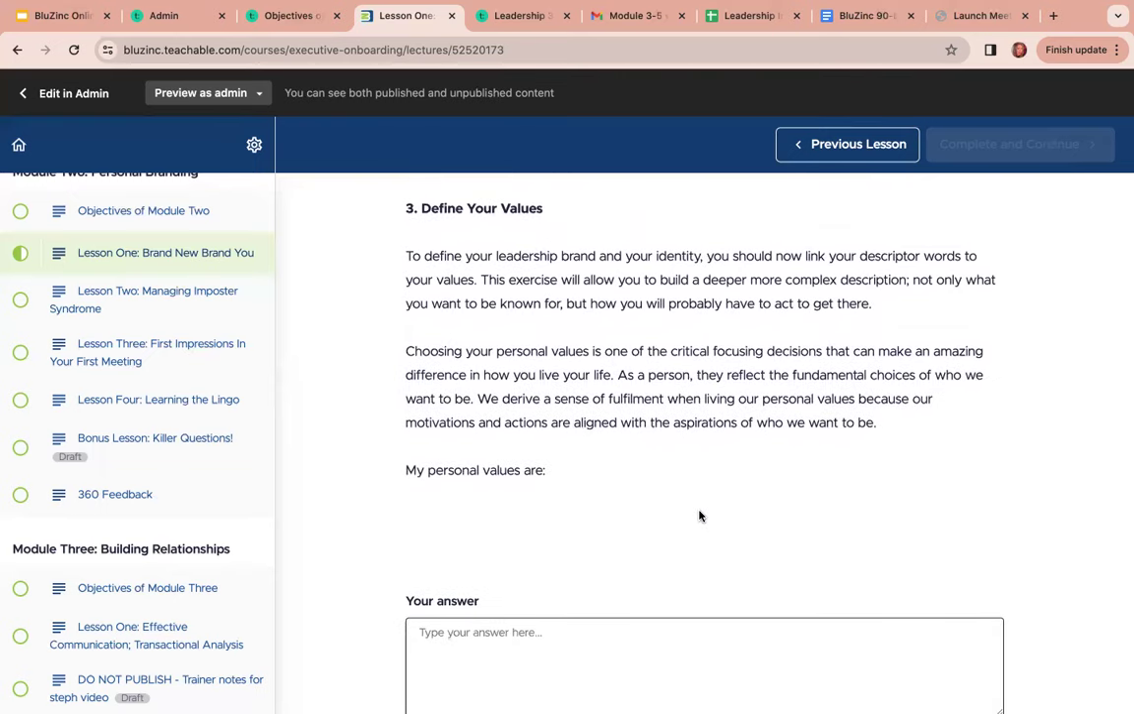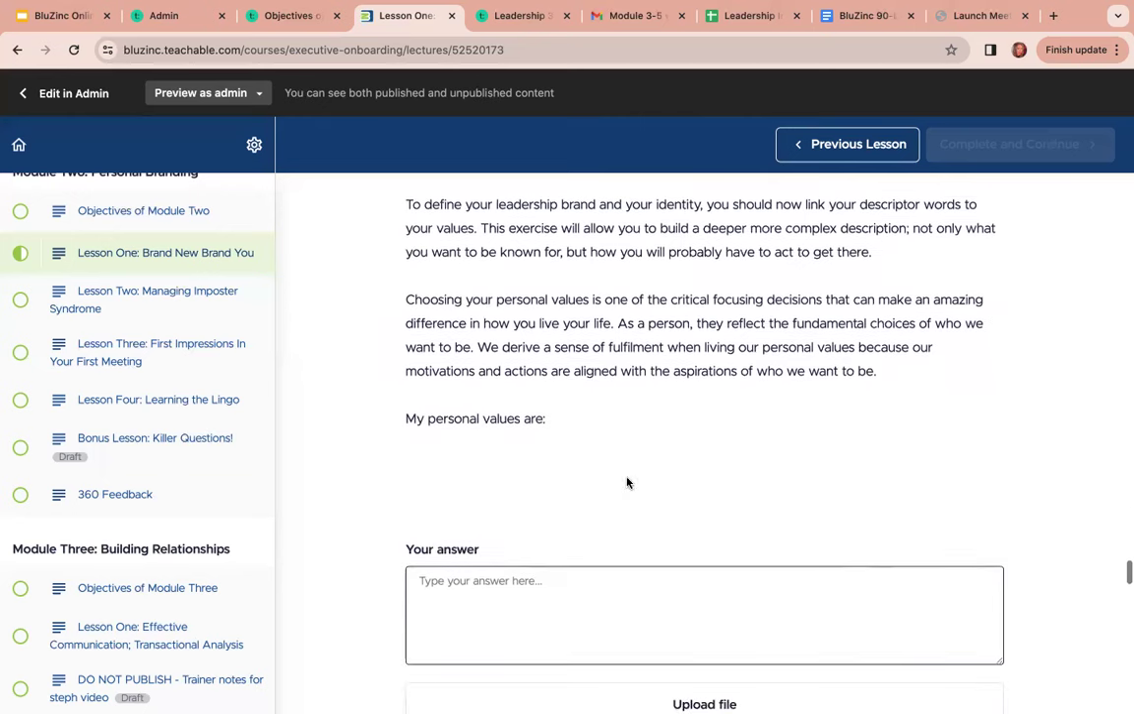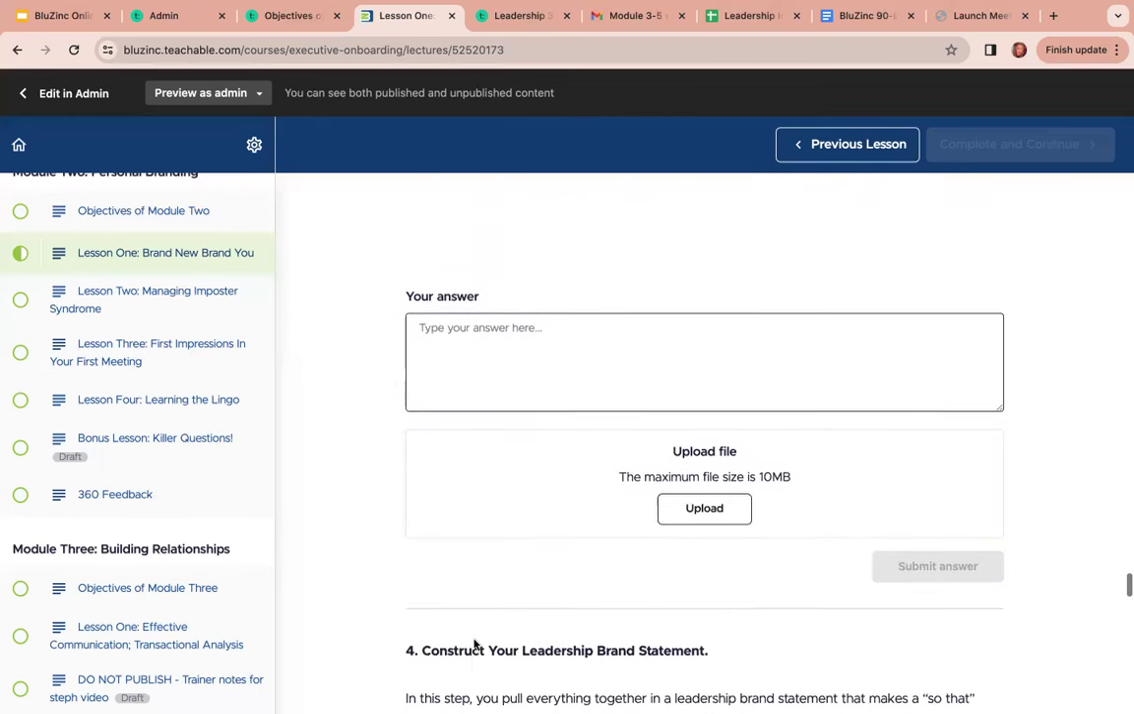Then we're going to look at defining your values. We talked about values in module 1, when we were looking at organizational culture. But to define your leadership brand and your identity, you can now link your descriptive words to your values. This will allow you to build a deeper, more complex description. So not just what you want to be known for, but how you're probably going to have to act to get there. In this part of the exercise you're going to look at what your personal values are. They reflect your fundamental choices of who you are and who you want to be. You will write down your personal values here, or you can upload a file.